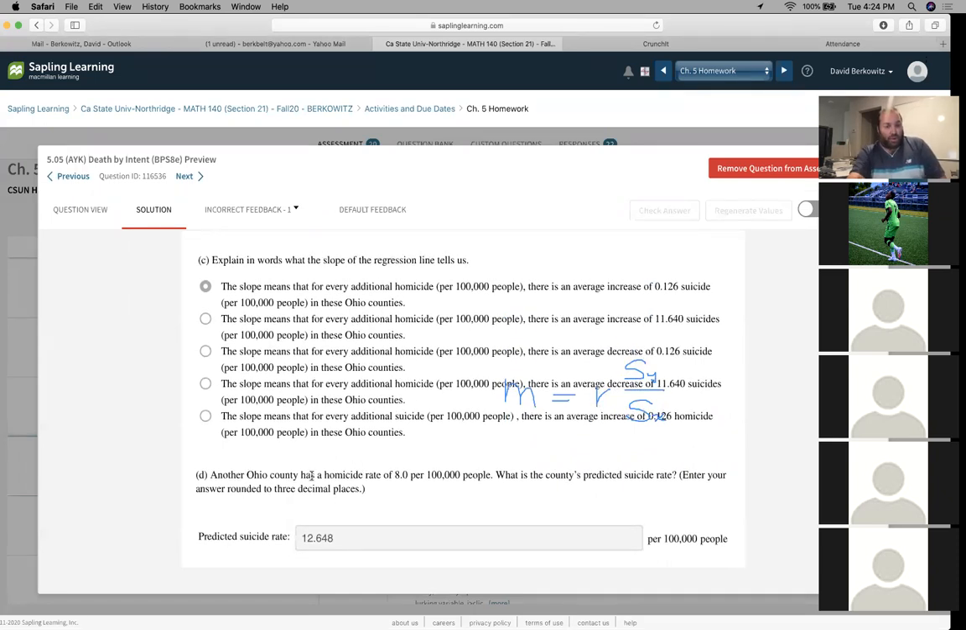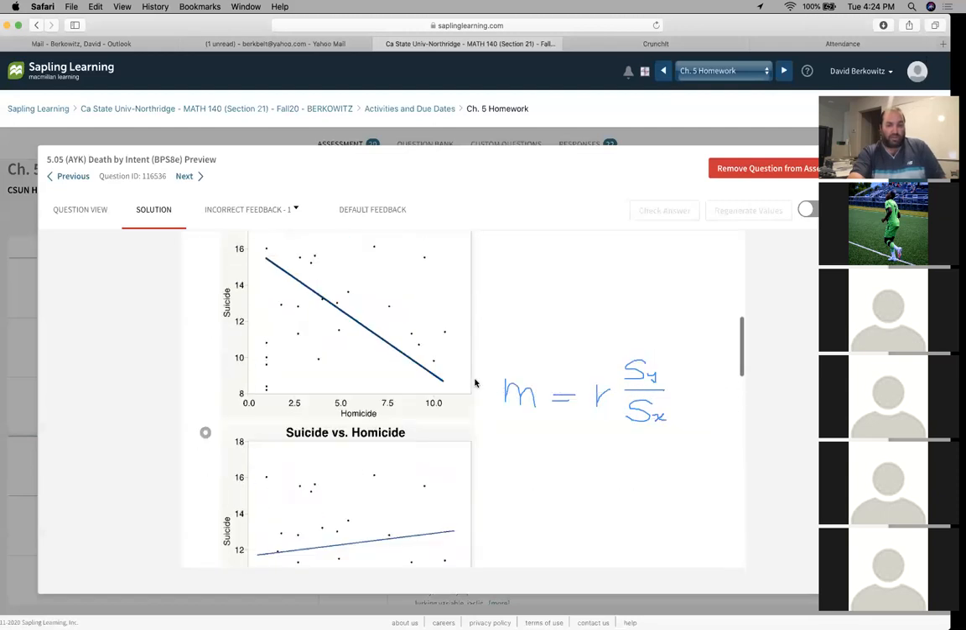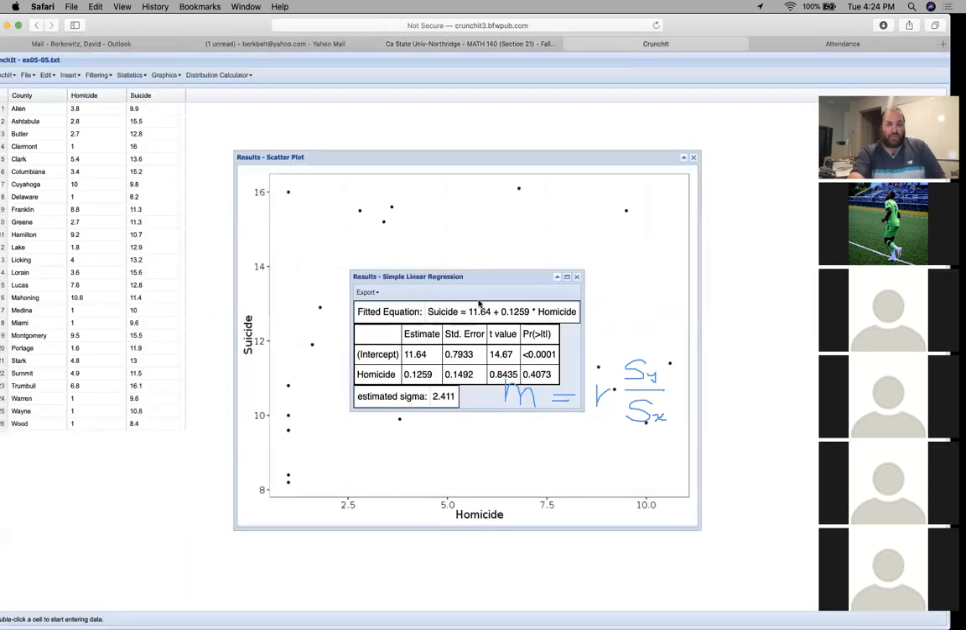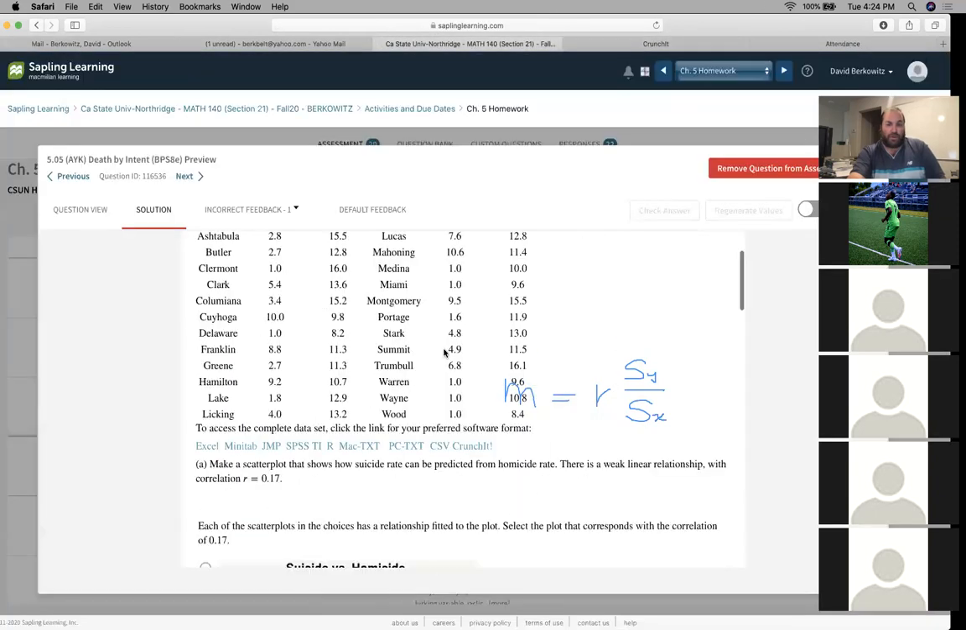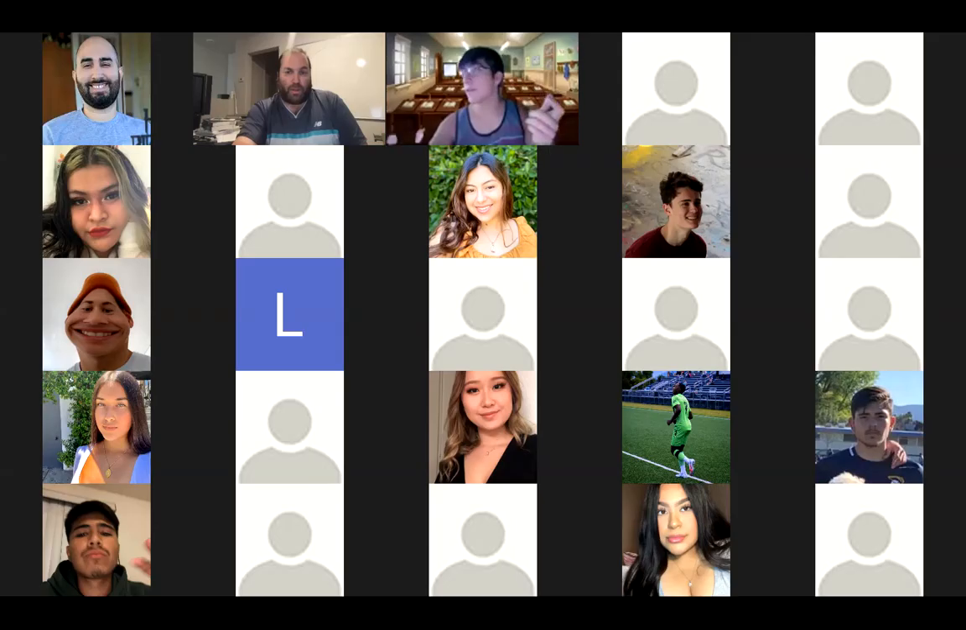Now, another Ohio county has a homicide rate of 8. What is the county's predicted suicide rate? You just go back to your equation, which is in Crunch It, you plug in 8 and you calculate your suicide rate. And you get this, and that's it. So I hope that made sense.